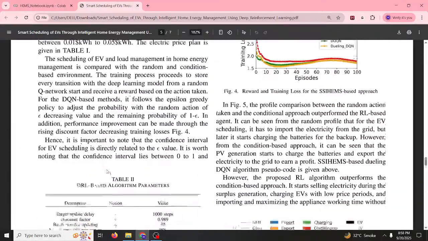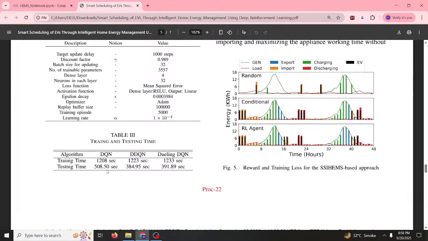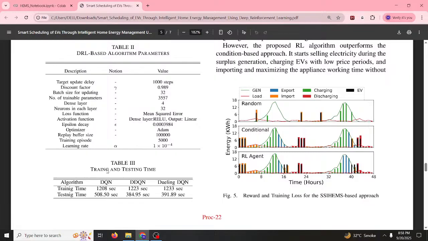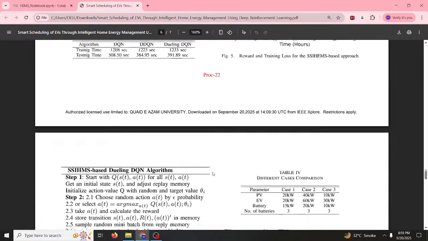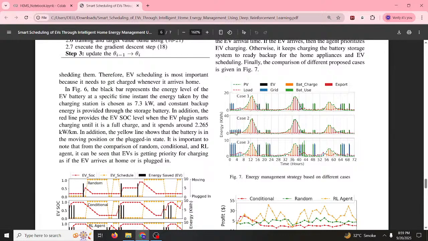Again, just for the electric vehicles, let me answer a few of your questions first. So basically we are seeing several things here: generation, load, export, import, charging and discharging. All these things are being seen simultaneously. We are comparing some random decision making, some conditional decision making, and RL agent based decision making. And then we have different case studies in it. In these case studies, we are using different amounts of energy in the solar panel and as a load.